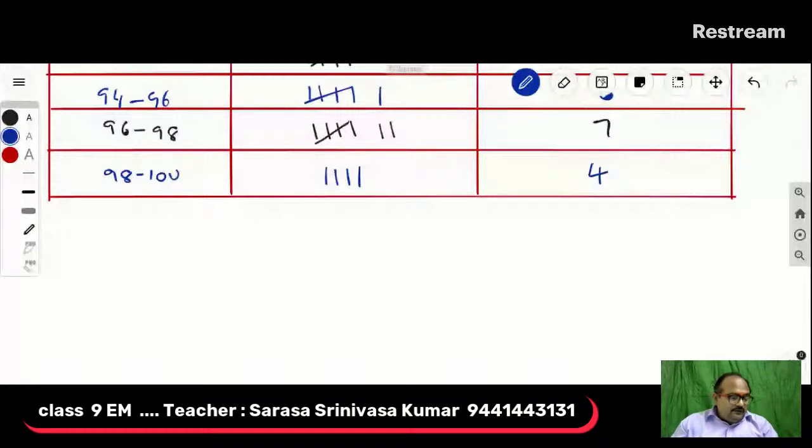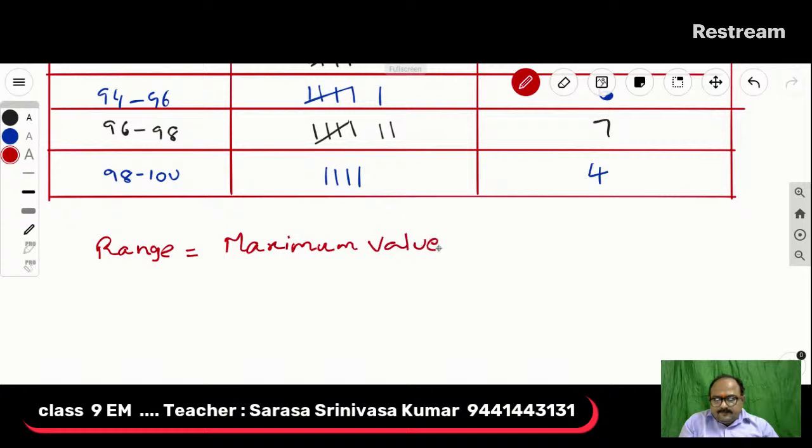Now you have to find the range of the data. Range of the data. So range equal to maximum value minus minimum value.